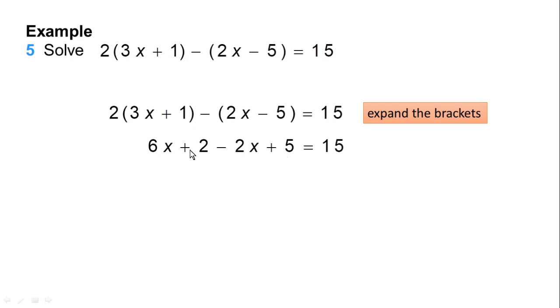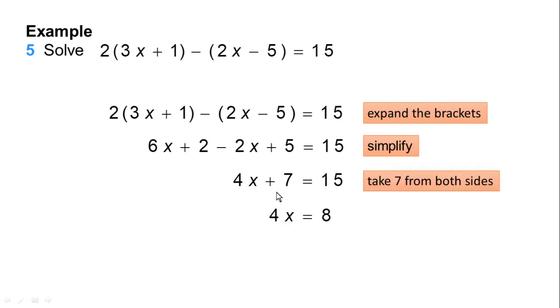I'll combine 6x minus 2x. I'll combine 2 plus 5. So it will become 4x plus 7. I'll take away 7 from both sides. It will become 4x is equal to 8. And then I'll divide both sides by 4. Then I'll have x is equal to 2.